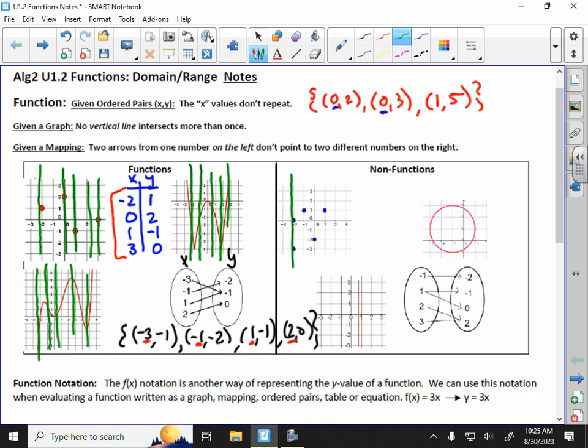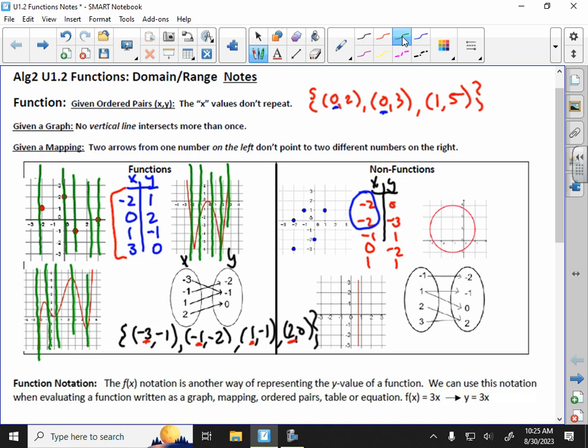Again, if I were to list out these ordered pairs like I did on the other side, you could see it even with an XY table. So I have -2, 0. I have -2, -3. I have -1, 1. 0, -2. And then 1, 1. And right here, because the x values are repeating, it's not a function.